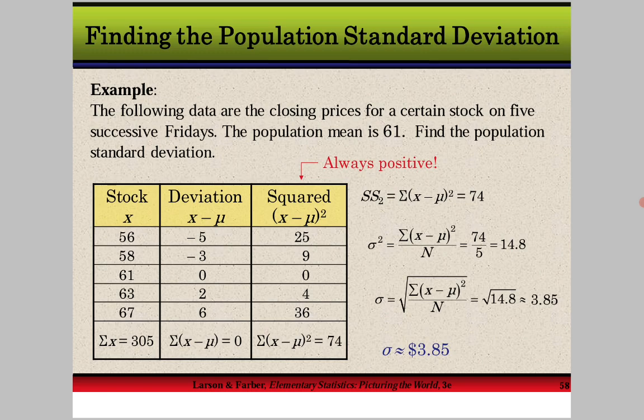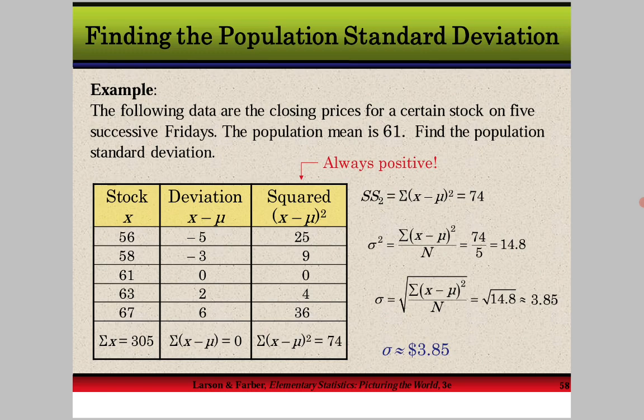Next is (x minus mu) whole square, which is 25, 9, 0, 4, 36. So sigma (x minus mu) whole square is equal to 74. SS means the sum of the squares, which is equal to sigma (x minus mu) whole square, that is 74.